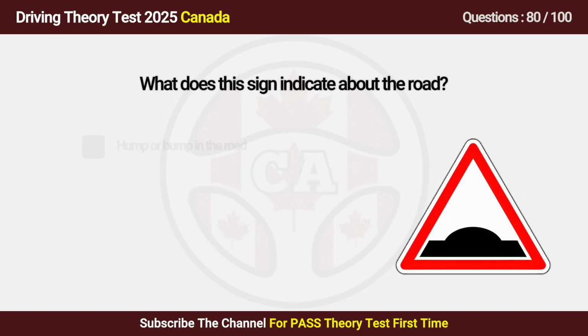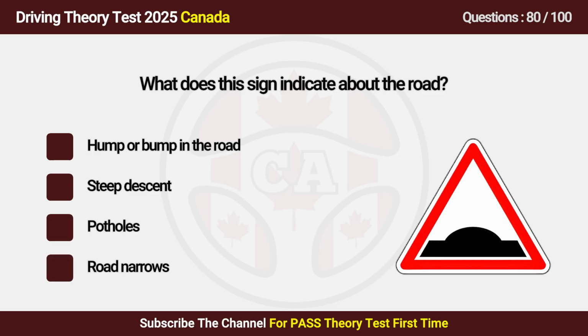Question 80. What does this sign indicate about the road? A. Hump or bump in the road. B. Steep descent. C. Road narrows.